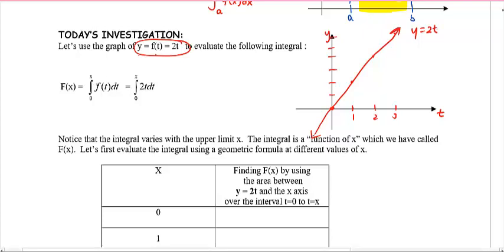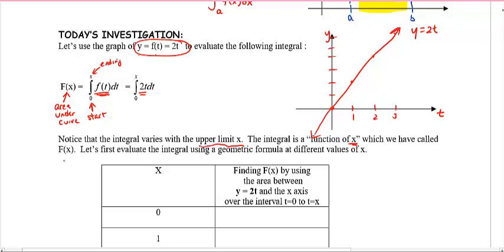Okay? So what I want you to say is this capital F of x is equal to the integral from 0 to little x of the function f of t dt. Meaning capital F of x is the area, okay? Area under the curve, or in this case, the line. You're starting at 0 and you're now ending at this value of x. So I can actually change where I end this region, okay? f of t is the function, so I replace that with 2t. So notice that the integral varies with the upper limit x. And then the integral really is a function of x. Okay? And that's why we called it capital F of x.